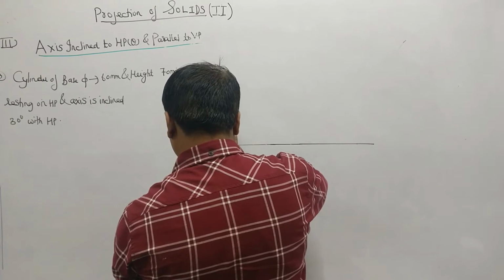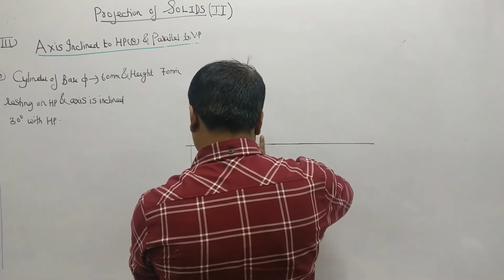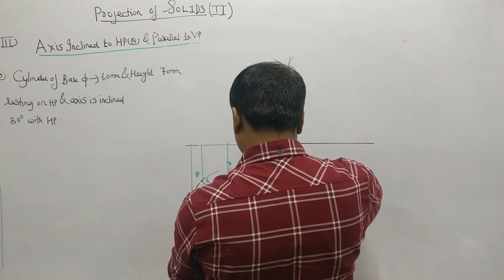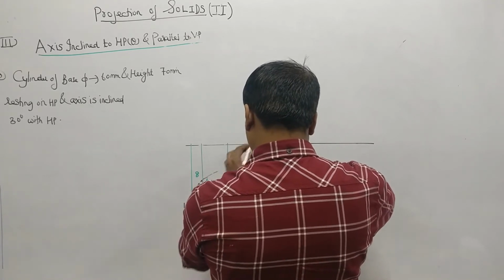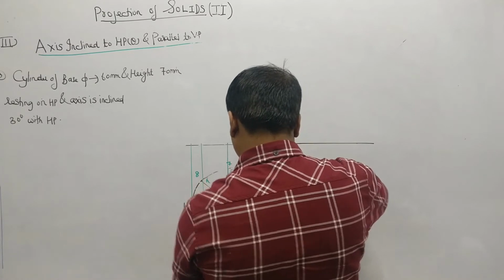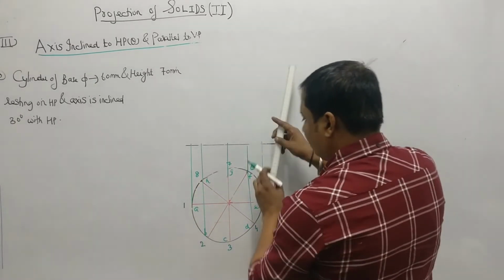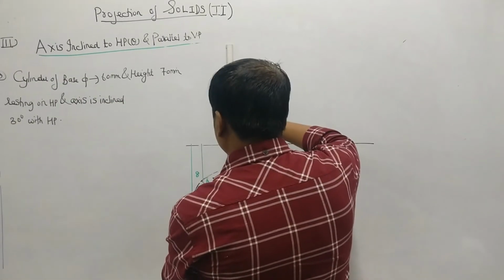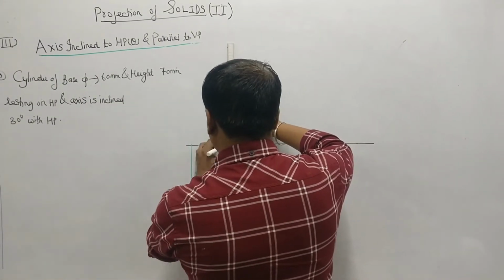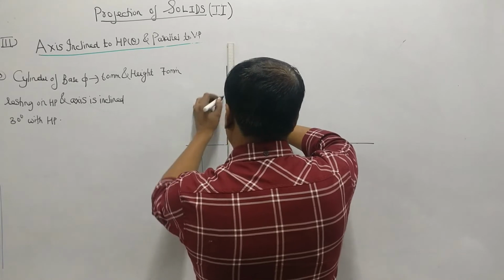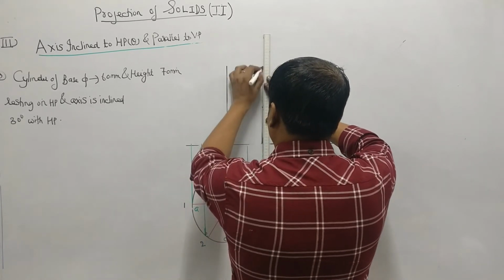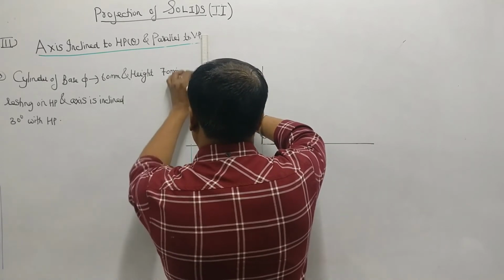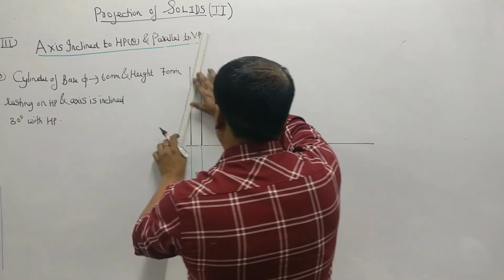Then the front view, drop the projectors. And the front view will be a rectangle. So the front view will be a rectangle of the height. Height is given as 70 mm. So from the XY, draw a vertical line of 70 mm. Then draw the box.